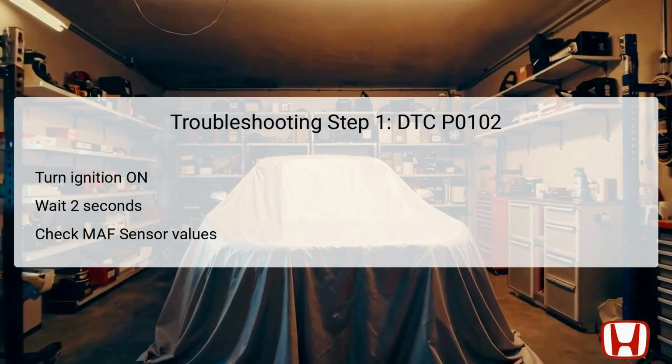Start troubleshooting for DTC P0102 by turning the ignition switch to the on position and waiting for about 2 seconds. This initial step prepares the electronic systems for further diagnostics. Using the Honda Diagnostic System (HDS), check the MAF sensor readings in the data list.